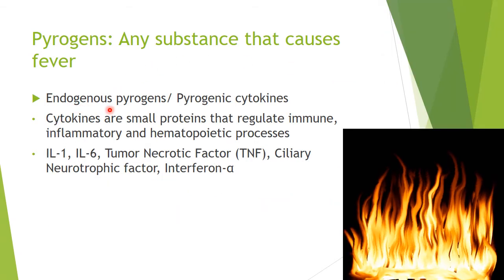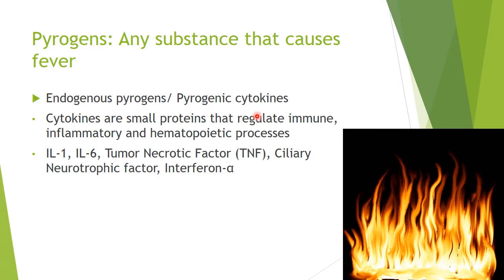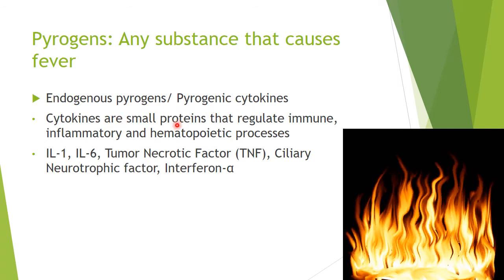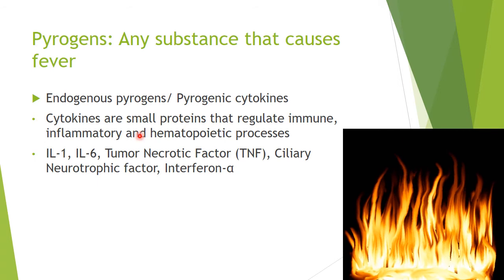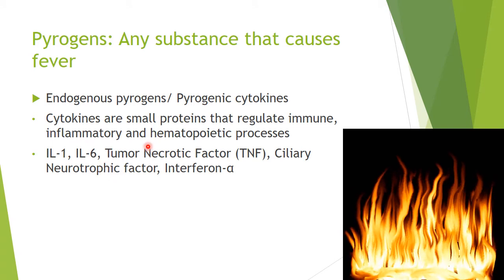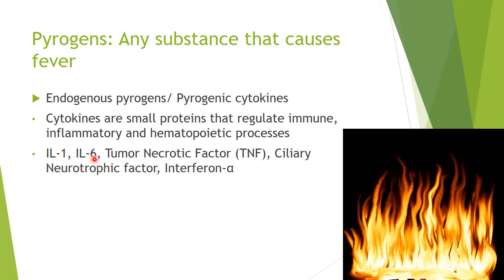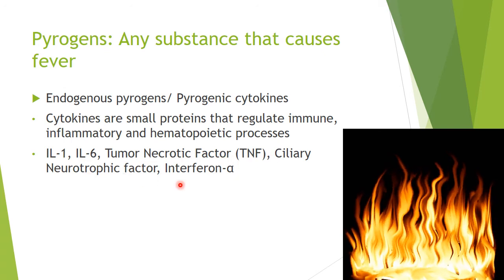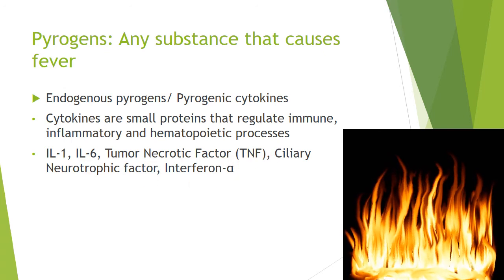So what are endogenous pyrogens or pyrogenic cytokines? These are cytokines, small proteins which regulate immune, inflammatory, and hematopoietic processes. These are the pyrogenic cytokines, or the cytokines which cause fever: interleukin-1, interleukin-6, tumor necrosis factor, ciliary neurotrophic factor, and interferon alpha.